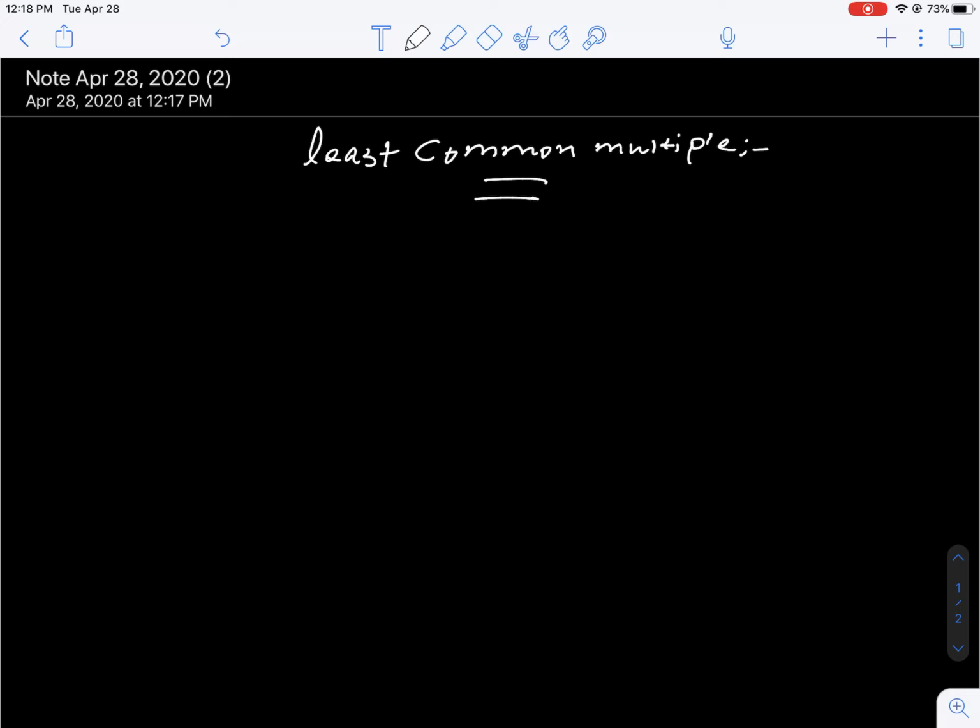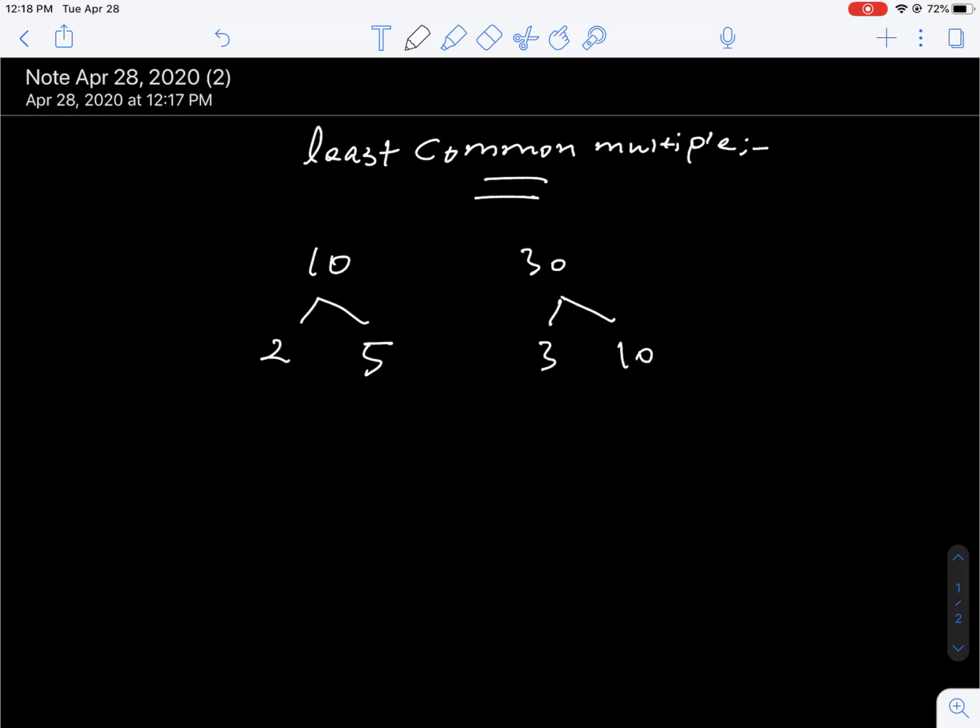So least common multiple, I'll take an example for two numbers first. Let's take small numbers, say the least common multiple for 10 and 30. We'll always use prime factorization as you have learned before. We'll factorize 10 using prime numbers. We can divide 10 by 2, and 2 times 5 is 10. And for 30, we'll divide by 3, and then divide by 2.